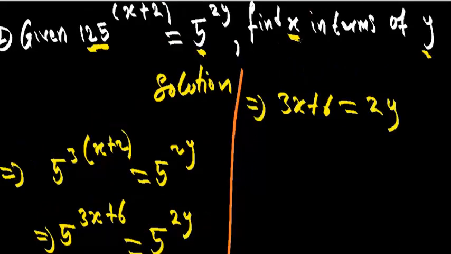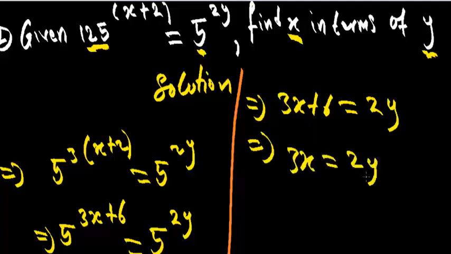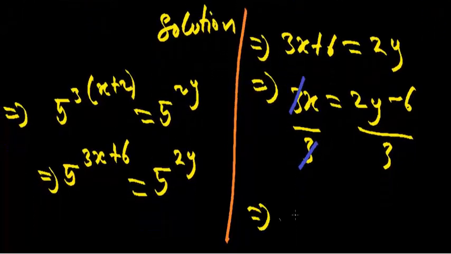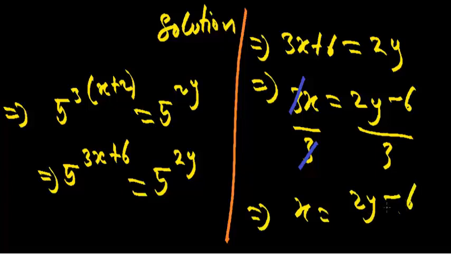Note that the question is find x in terms of y. So we are going to make x the subject from this place. And we can proceed by saying 3x is equal to 2y minus 6. We are looking for x, so divide by 3, and here divide by 3. So our 3 here cancels 3. We have this 3, cancel this 3, and then that implies that our x is equal to 2y minus 6 all over 3.